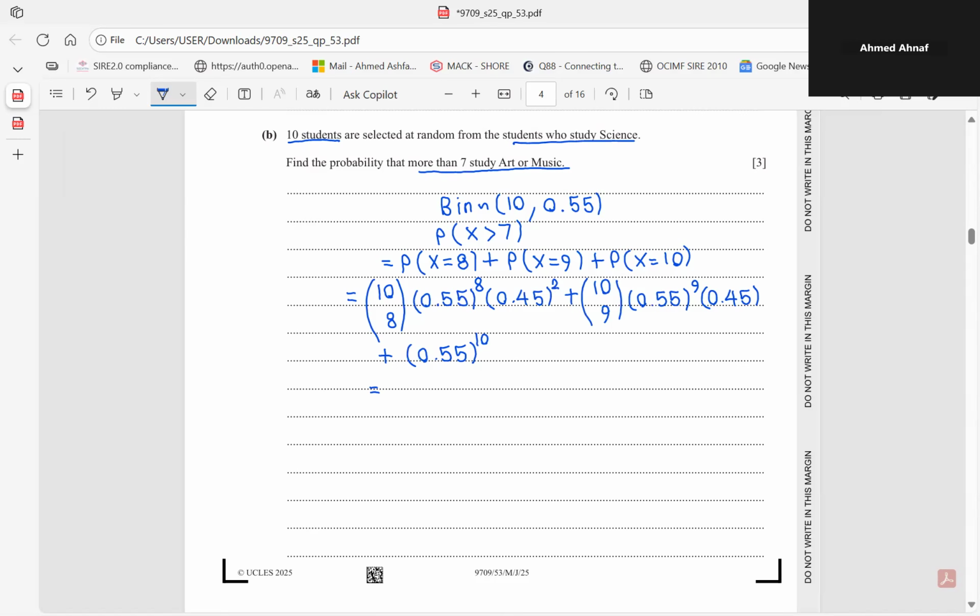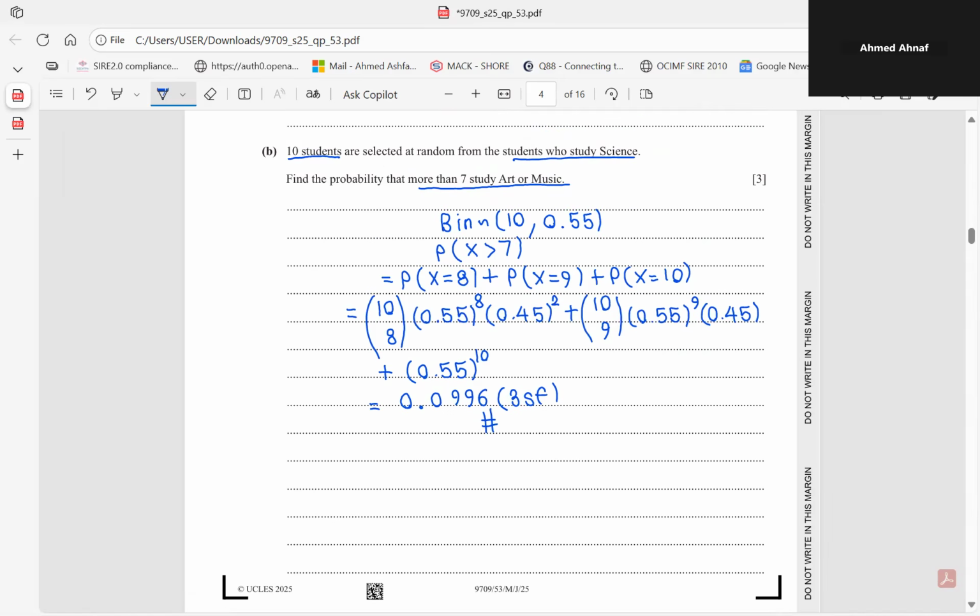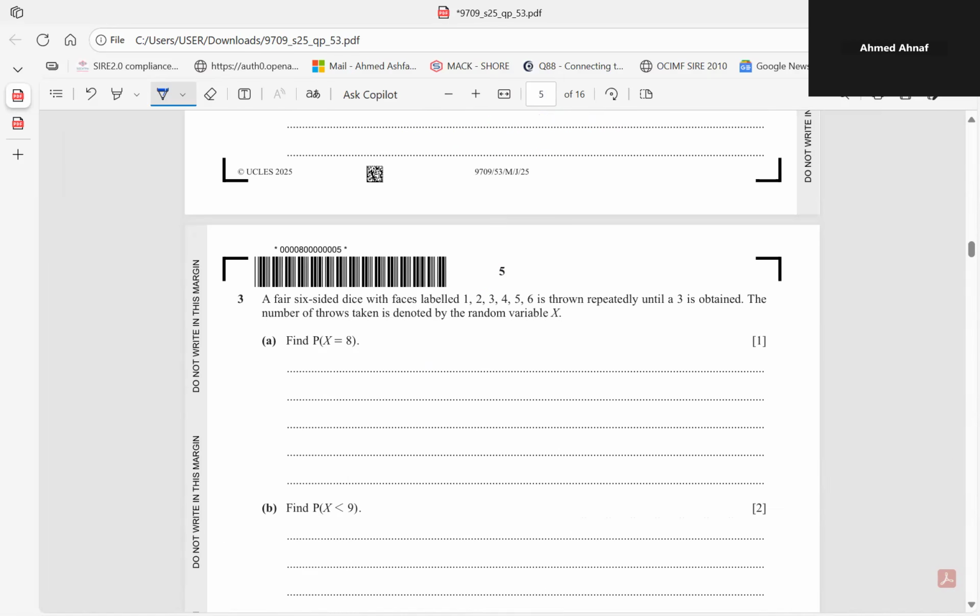So final answer is 0.0996 to 3SF. So this would be our final answer for this part, as well as the entire question. Let's head on to the next question.